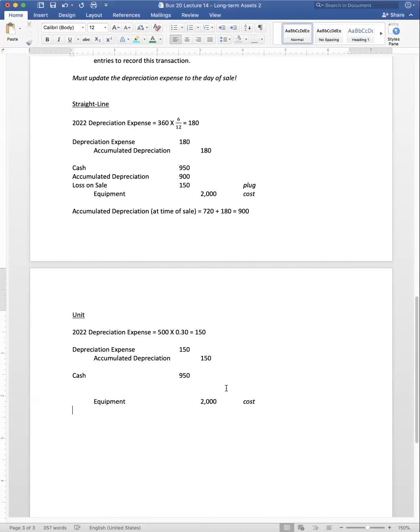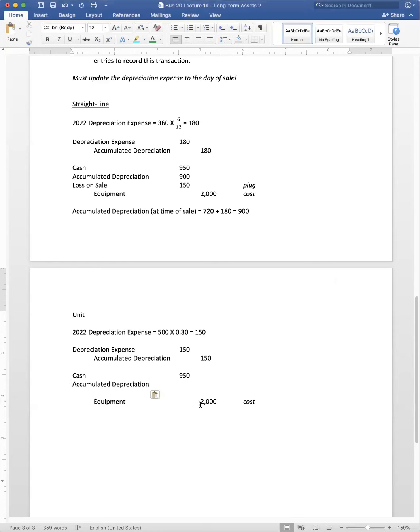Okay, now when we get rid of the equipment, we're going to have to get rid of anything associated with it. What's associated with the equipment? The accumulated depreciation, right? It's a contra account. Now, to get rid of the accumulated depreciation, are we going to debit or are we going to credit? Well, we're going to have to debit because the equipment is an asset and the accumulated depreciation is its contra account. So it would be the opposite direction to get rid of it. So that means we're going to debit accumulated depreciation.